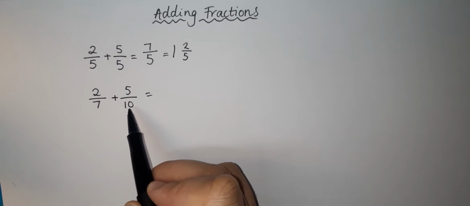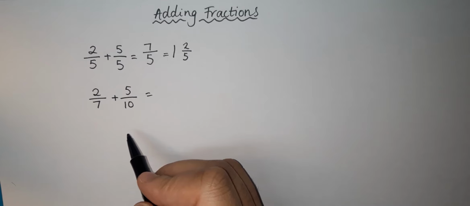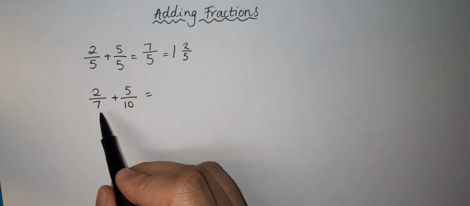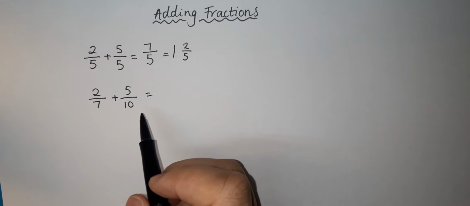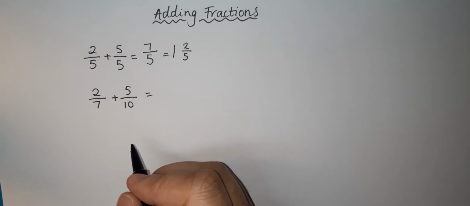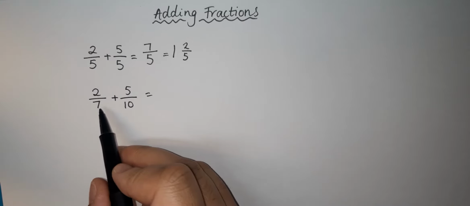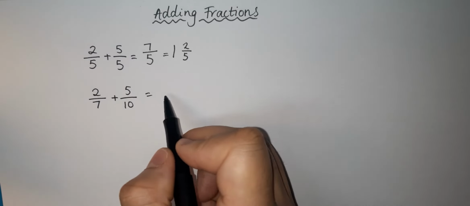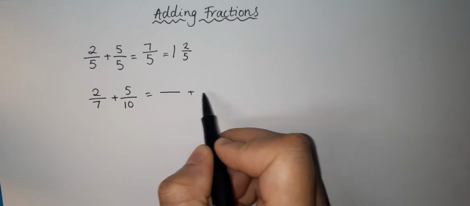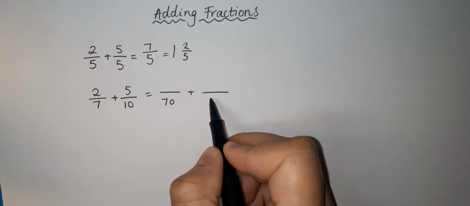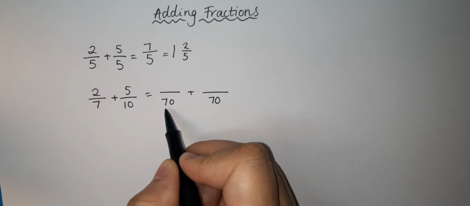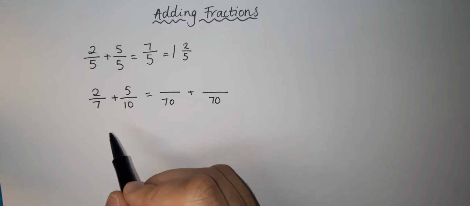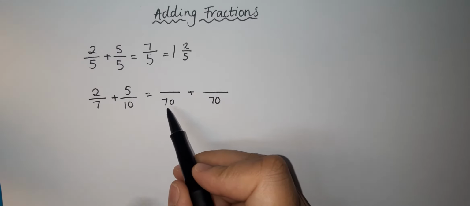So the first thing we need to do is change the denominator and make it into a common denominator. So we need to find the lowest common multiple of 7 and 10. Now, if we look at 7 and we look at 10, we can see that the lowest common multiple is actually 70. I've got to 70 by doing 7 times 10, by the way, just if you're confused. So the lowest common multiple is 70.